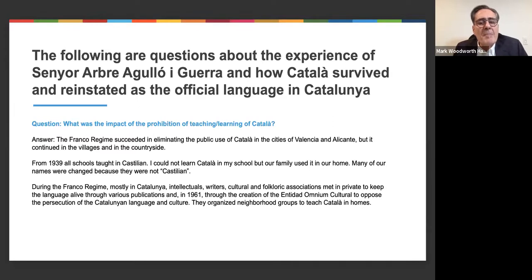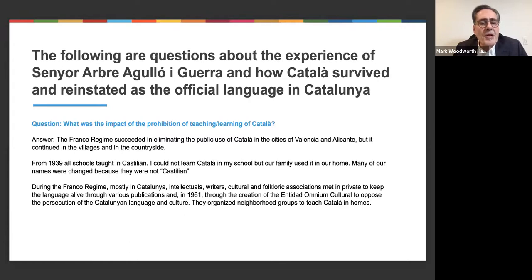Question: What was the impact of the prohibition of teaching and learning of Catalan? Answer: The Franco regime succeeded in eliminating the public use of Catalan in the cities of Valencia and Alicante, but it continued in the villages and in the countryside. From 1939, all schools taught in Castellà. I could not learn Catalan in my school, but our family used it in our home. Many of our names were changed because they were not Castilian enough.